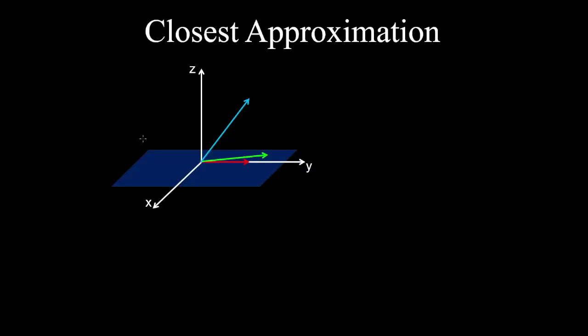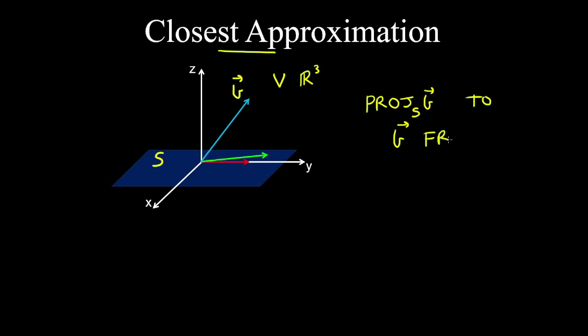Suppose we have a finite dimensional subspace S of an inner product space V. So for example, S can be the xy plane and V is 3 space. And if we have a vector B in the vector space V, then a projection of B on S is the closest approximation to B from S.